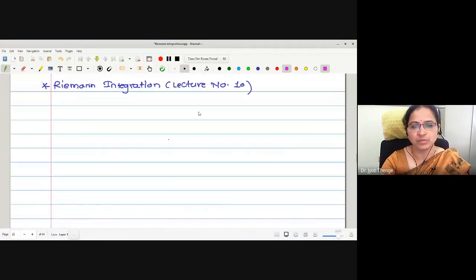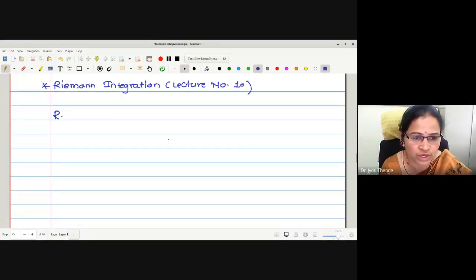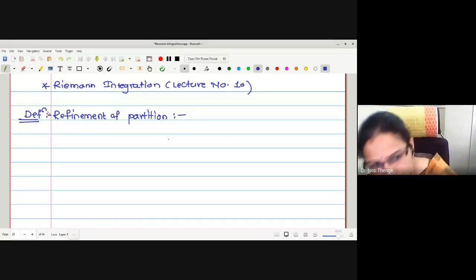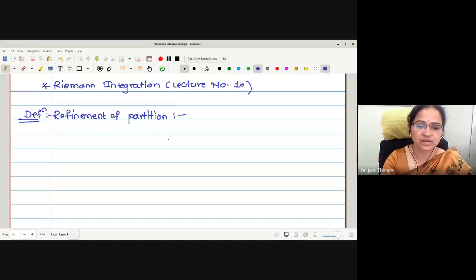Then let us come to today's lecture. Now in today's lecture we are going to study the next part of the syllabus, that is refinement of partition. What do you understand by the word refinement? What is the first meaning that comes to your mind if we call it refinement? Refinement means making something finer, making things finer.